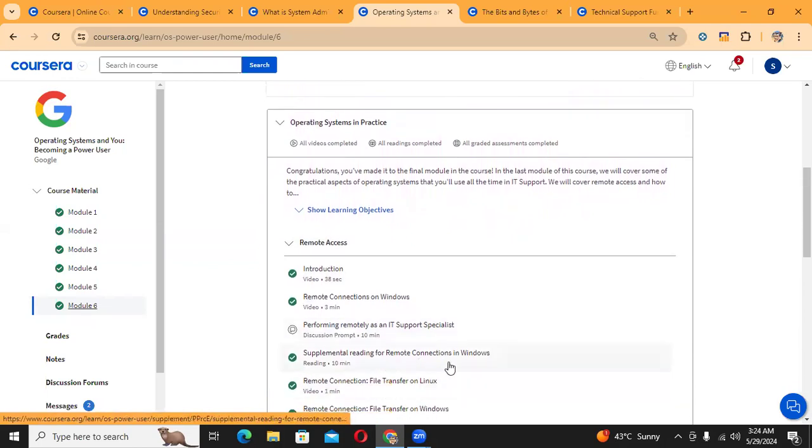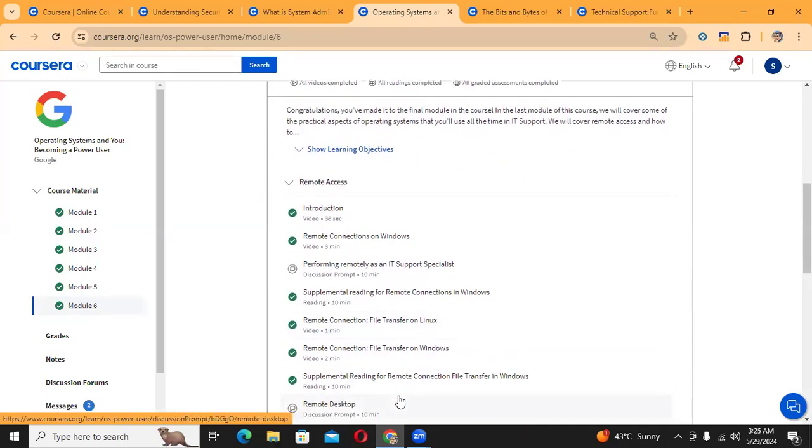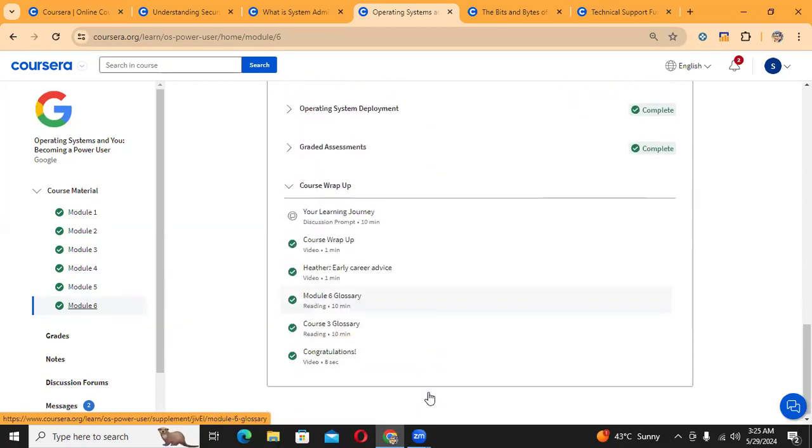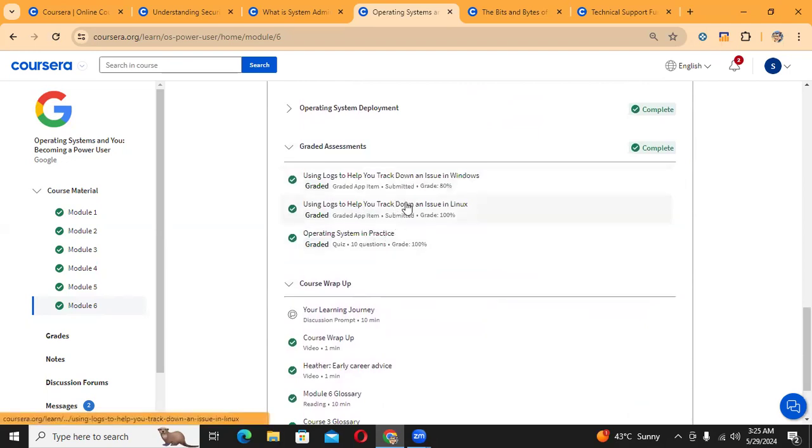As for file transfer on Linux and file transfer on Windows, you only have to select one file and copy it or transfer it to another folder. It's so easy. Because I would not be able to open this quiz, that's why I am doing this.